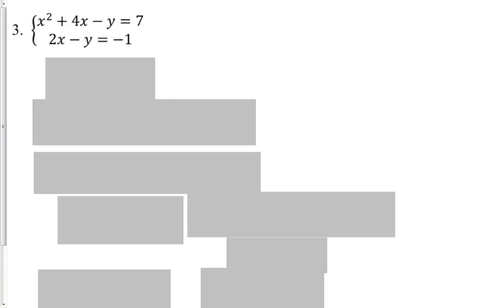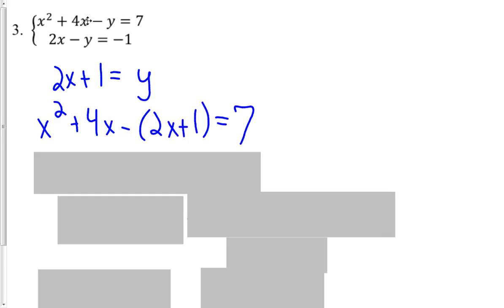Okay. Next, we have x squared plus 4x minus y equals 7, and 2x minus y equals -1. The bottom one is fairly easy to solve. If we add y to the right and plus 1 to the left, we'll get 2x plus 1 equals y. Next, we are going to plug in 2x plus 1 for the y value up top. So we get x squared plus 4x minus the quantity 2x plus 1 equals 7, because it was a minus y. So that negative is going to go to both pieces.